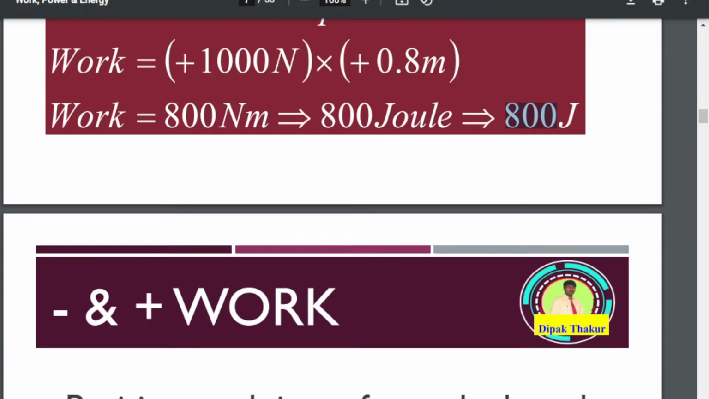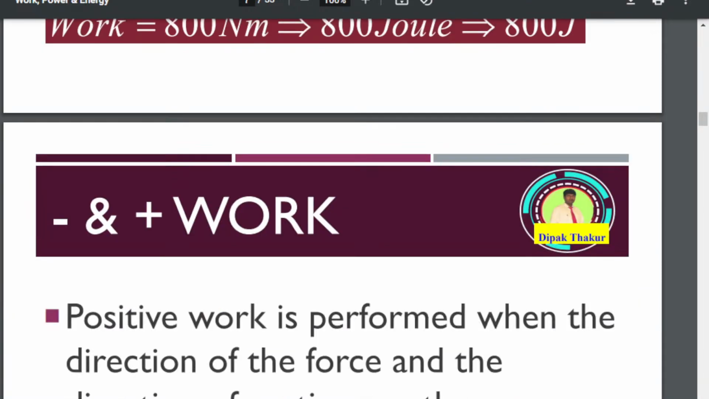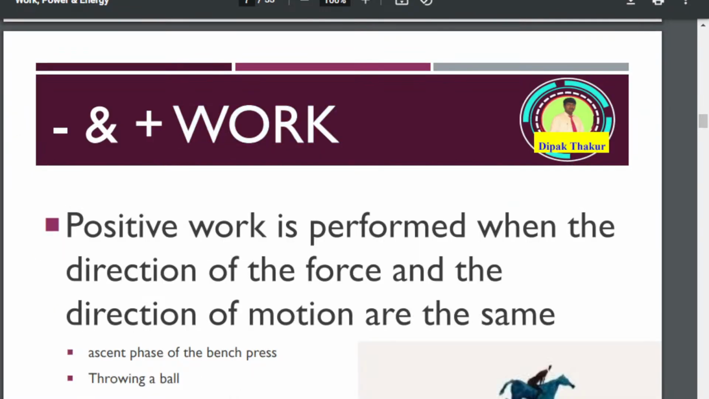Next topic is whether our work done is negative or positive. First we will discuss positive work. What is positive work? Positive work is performed when the direction of the force and the direction of the motion are the same. Some examples are given: the ascent phase of the bench press.